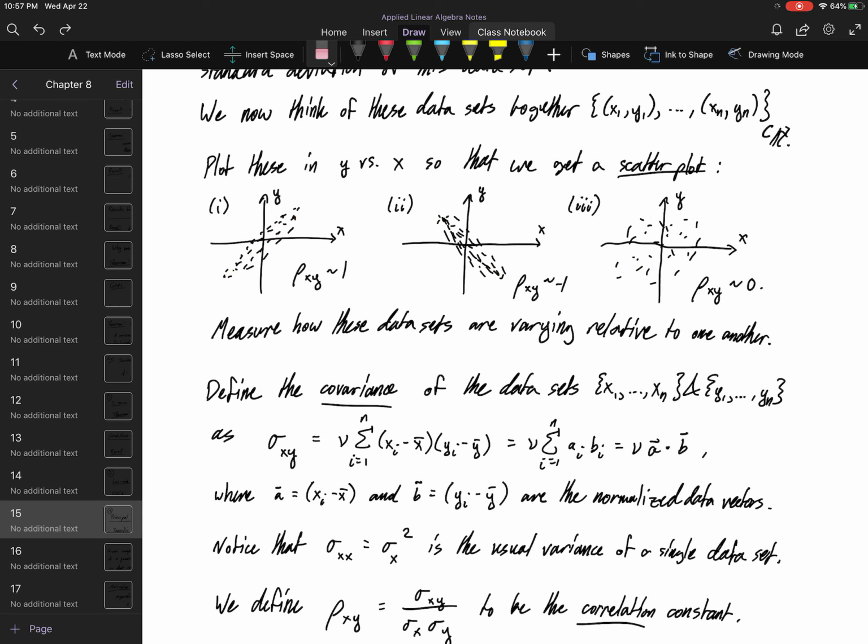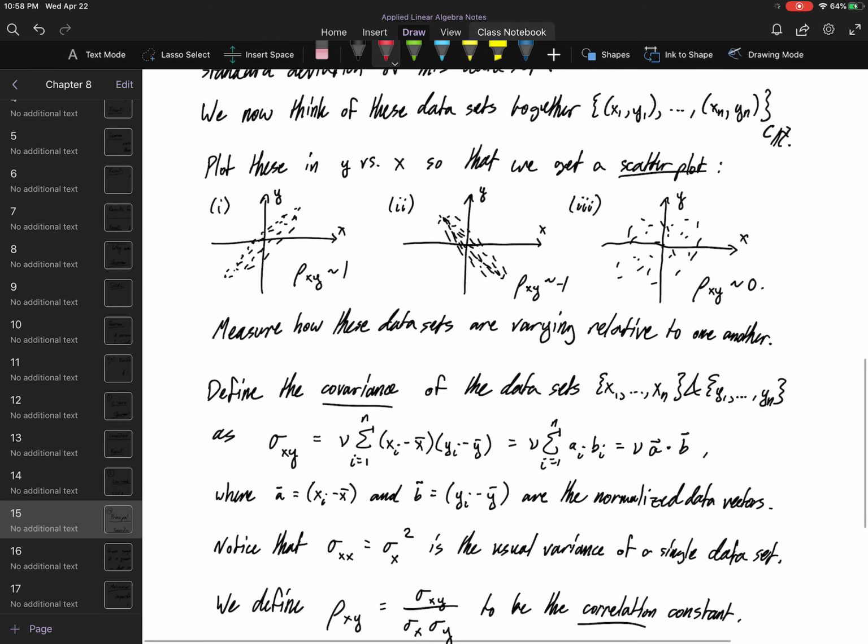And then, of course, there is the "I have no idea what this data set is doing" option, where this correlation constant would be totally insignificant to us. It would be irrelevant. We wouldn't be able to get anything off of this data apart from saying it's probably not a line, or it doesn't live on or near a line.